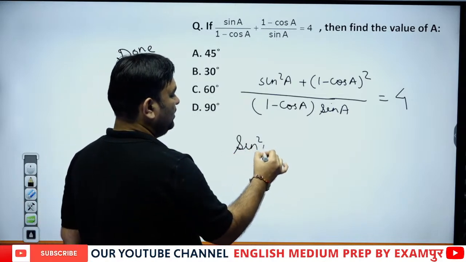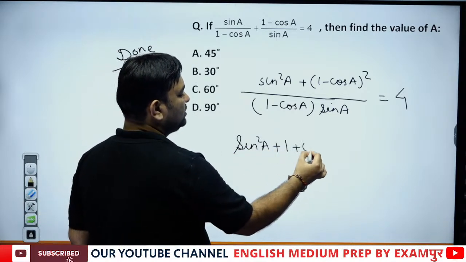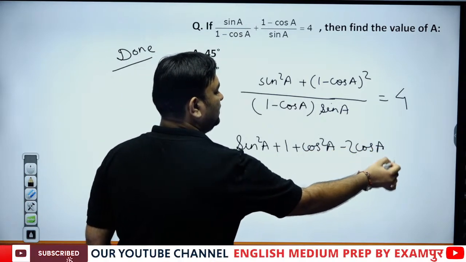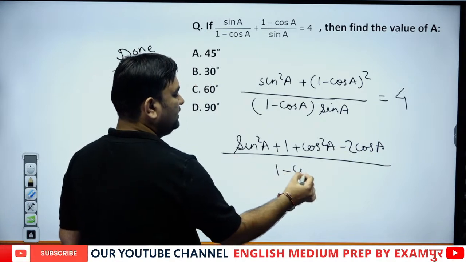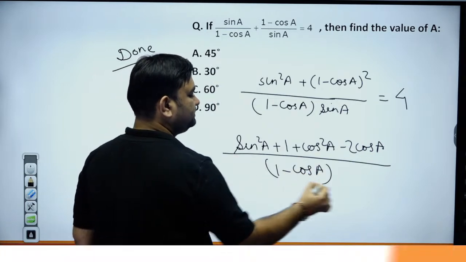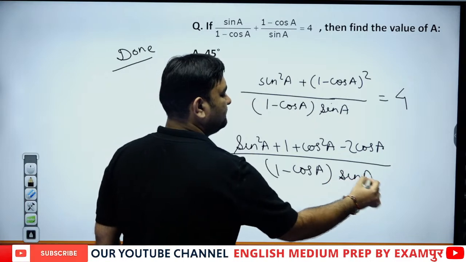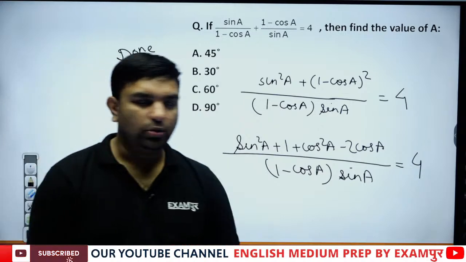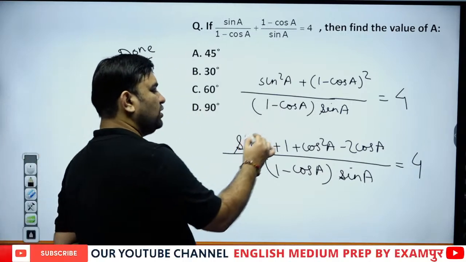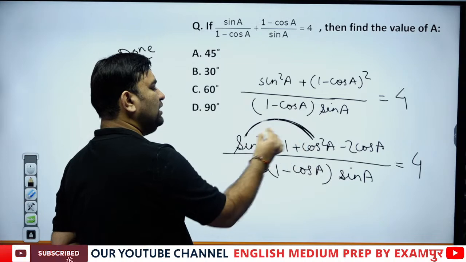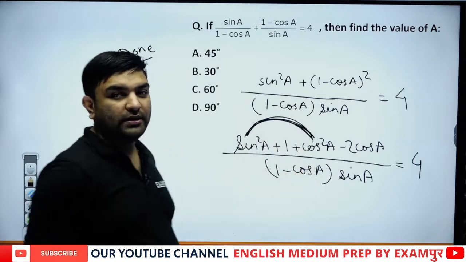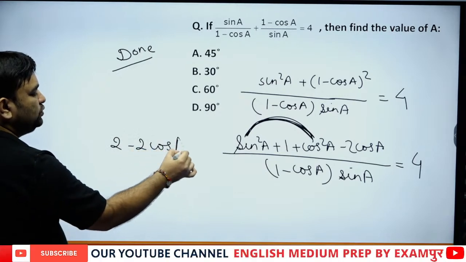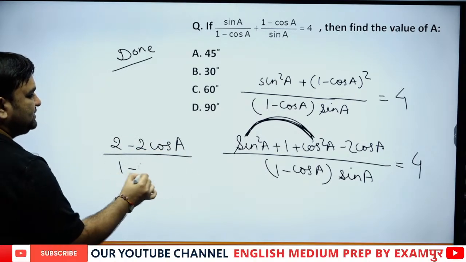Sin square A plus 1 plus cos square A minus 2 cos A, divided by 1 minus cos A sin A. So sin square A plus cos square A is the identity whose value equals 1. 1 plus 1 is 2. So 2 minus 2 cos A upon 1 minus cos A sin A.